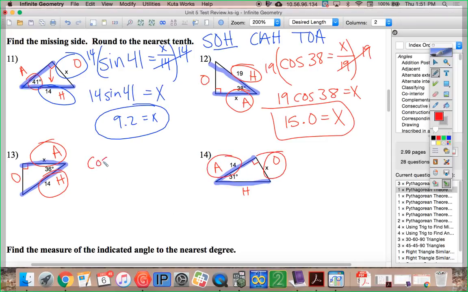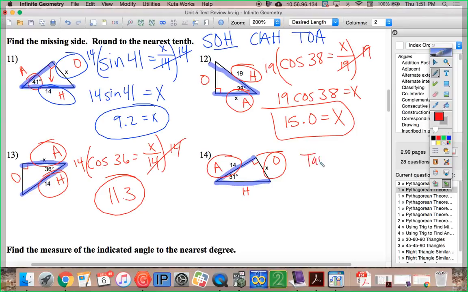So this is cosine 36 equals x over 14. Multiply both sides by the 14. So you're doing 14 cosine 36. You should get 11.3.